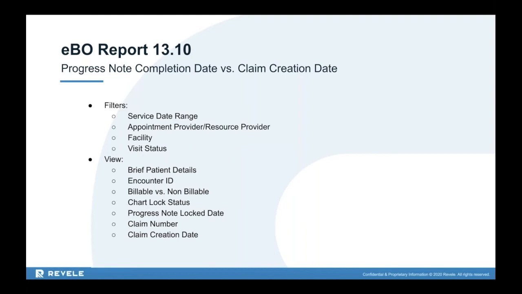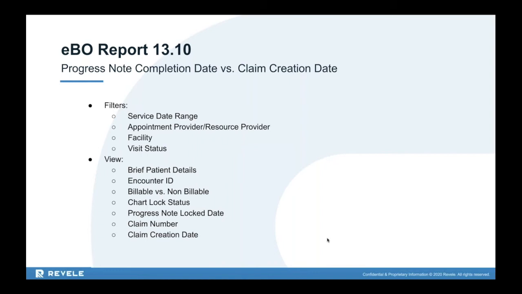Now, if that progress note was locked, but there's still not a claim, then the values are not going to be there because you don't have a claim yet, and so there's no claim number and then no date. So that's a really good report just to look at.